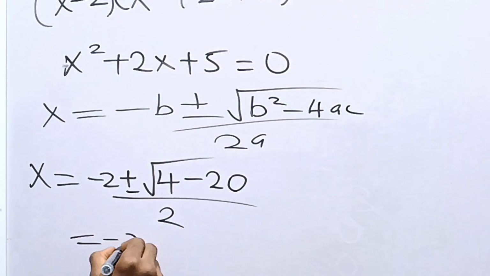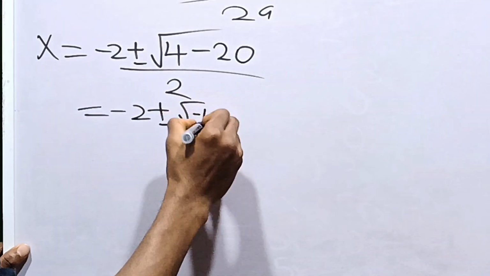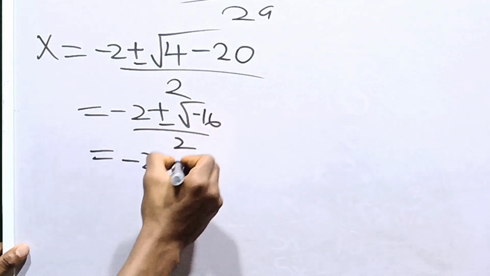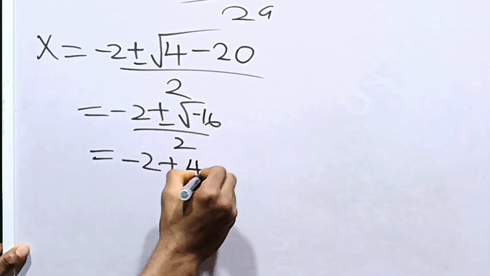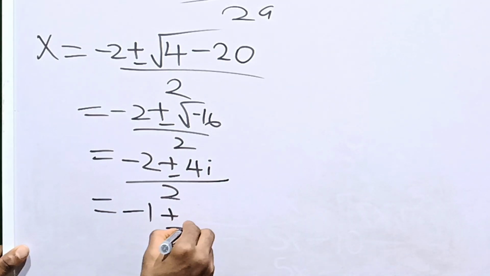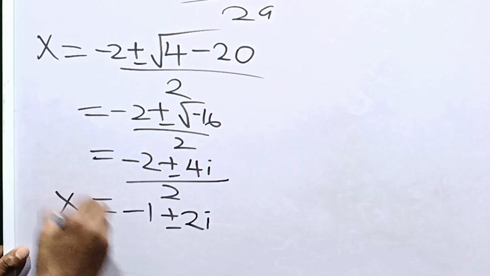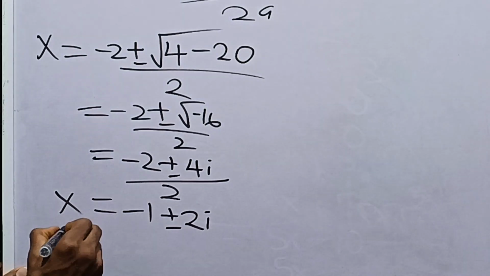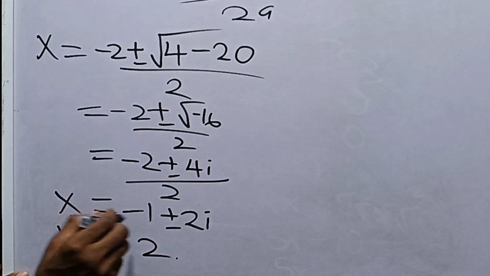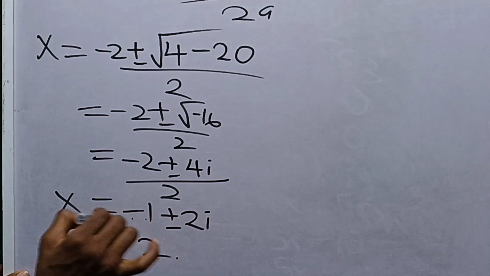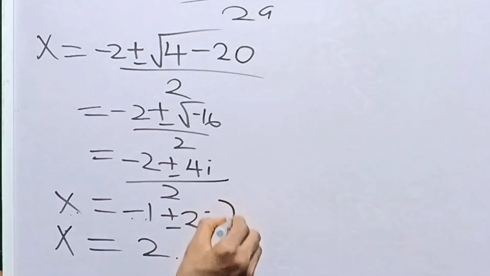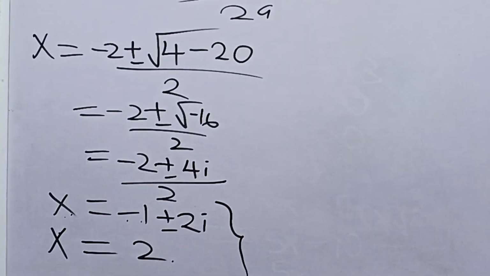This is now equal to minus 2 plus or minus root of negative 16 over 2, which is equal to minus 2 plus or minus 4i divided by 2, which is equal to minus 1 plus or minus 2i to be equal to x. Okay, so remember that our x is also equal to 2. So x is equal to 2, x is equal to minus 1 plus 2i, x is also equal to minus 1 minus 2i. Okay, so these are the three values for x in this equation.